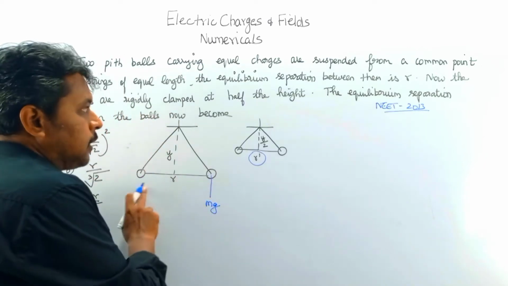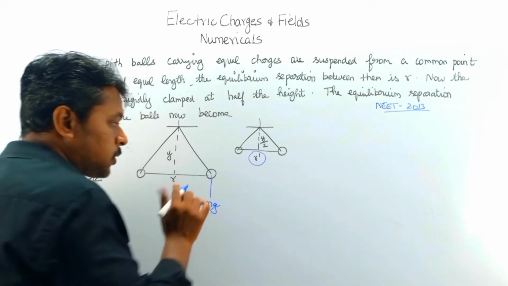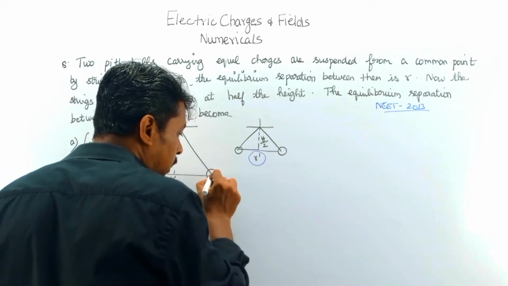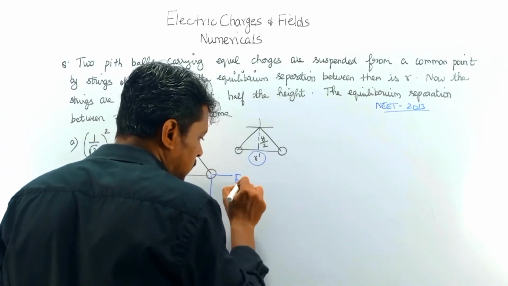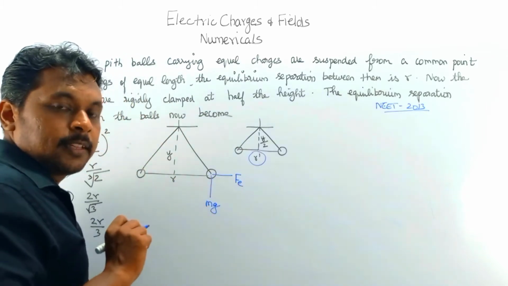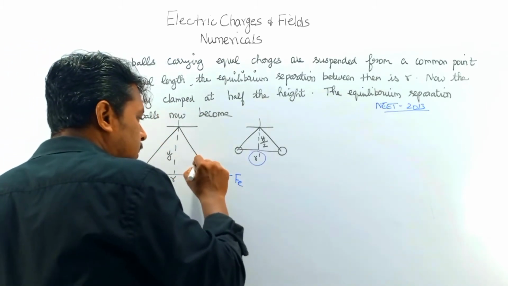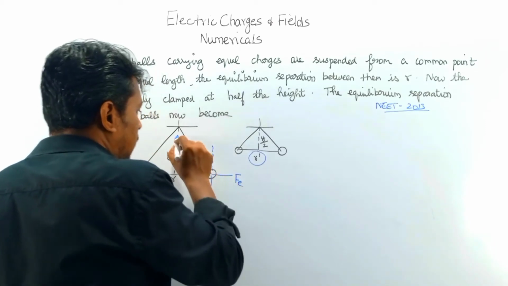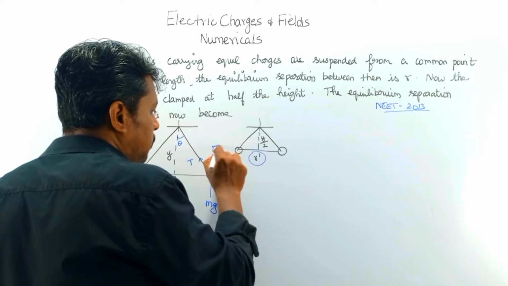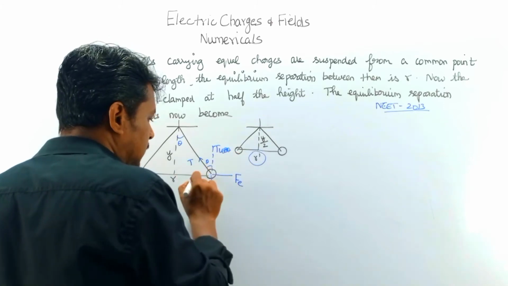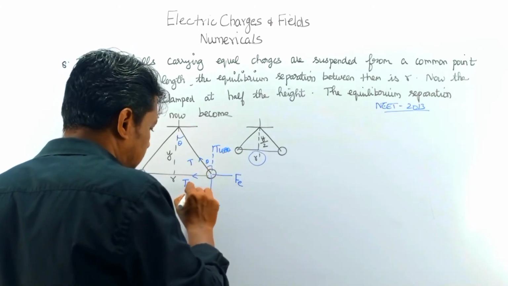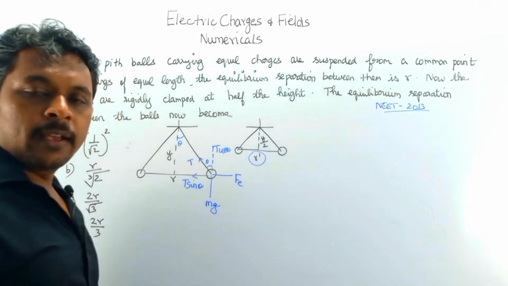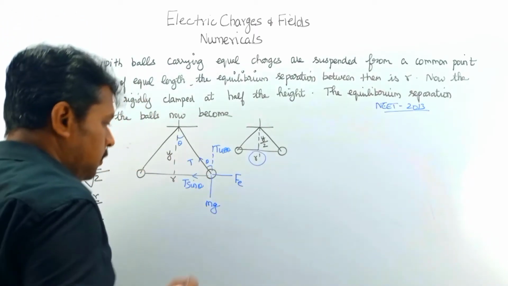See, both are equal charges. So we see that electrostatic force acts on this particular pith ball in this direction. The tension acts in this particular direction. See, this is the inclination theta here, and this is also theta. So here it becomes T cos theta, and in this direction it becomes T sin theta. Okay, so now we will resolve the force terms.